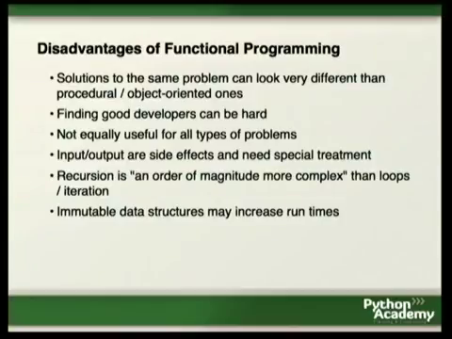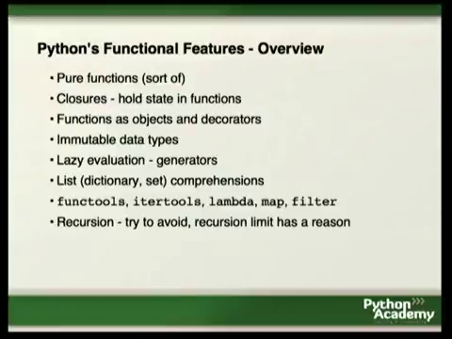Good programs with recursion instead of loops. And immutable data structures might be a performance problem. Depends. Sometimes if you have a functional program, the compiler's doing a lot about it. But if you use a language like Python, immutable data structures can be a big performance hit. Let's look at Python a little bit.